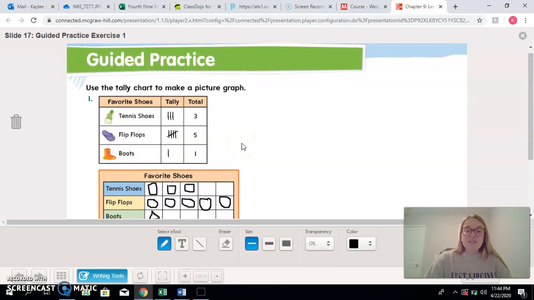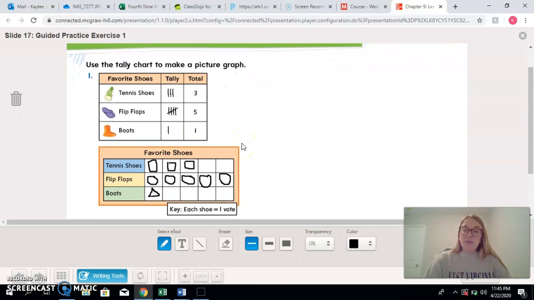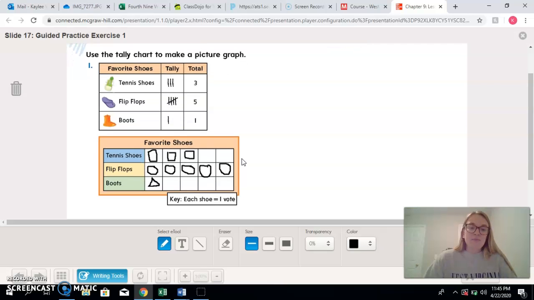Okay, and there is my picture graph. I can go back through and double check my work to make sure the tally chart that I have at the top actually matches the picture graph because that's important. You don't want graphs that are supposed to be the same that say 2 different things. So I'm going to count my tennis shoes. 1, 2, 3. Okay, that matches the number 3 too. 1, 2, 3, 4, 5. Yep, there's the number 5 right there. And boots is 1, and if I look, I can see that there was just 1 person that said their favorite shoe was boots.